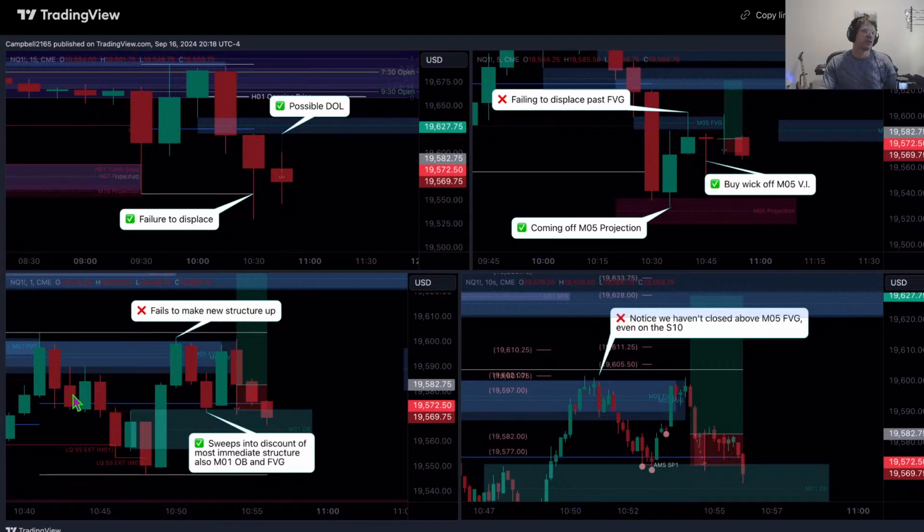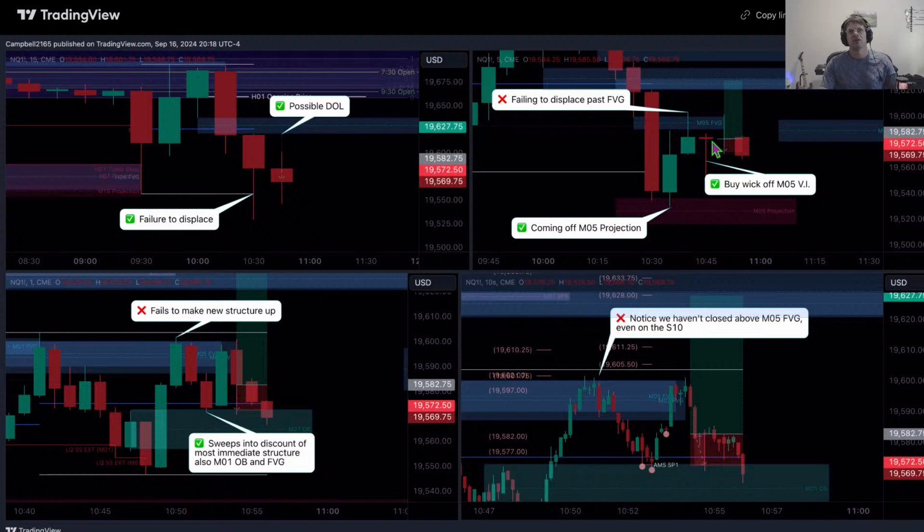So here's a case where M1 did close above this, but notice it also had closed below here. Again, I had this order block, so I took 2 losses here, right? So I had the sweep of here, but this had really failed to close above that. Same sort of thing, right? Looking at this here, failed to close, failed to displace.